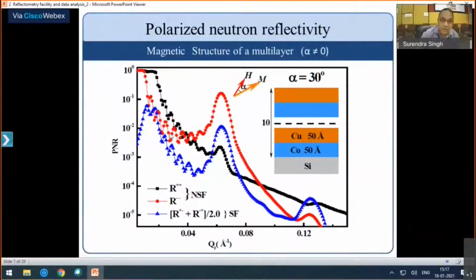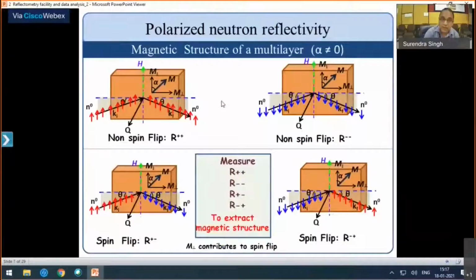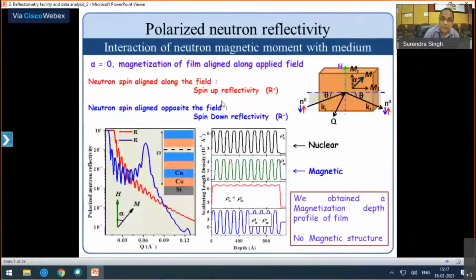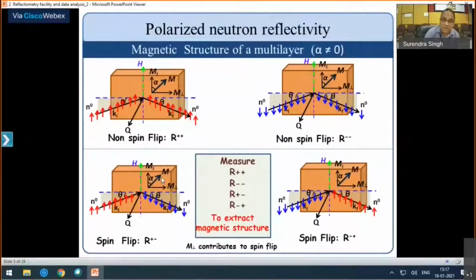Plus plus and R minus minus, we have this R plus minus and R minus plus component also. Since R plus minus and R minus plus are same in this case, I have just plotted the average of these two. So we have in principle four reflectivity. So non-spin flip we discussed earlier when the magnetization was totally aligned along the field direction, like this R plus, R minus.